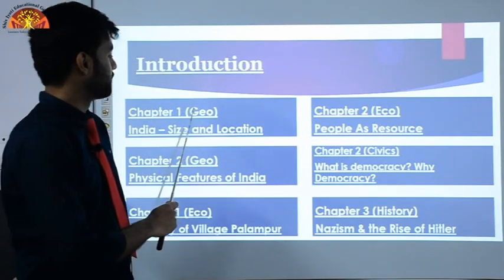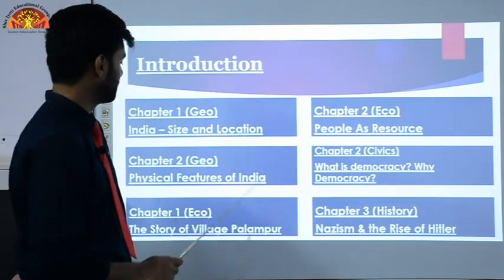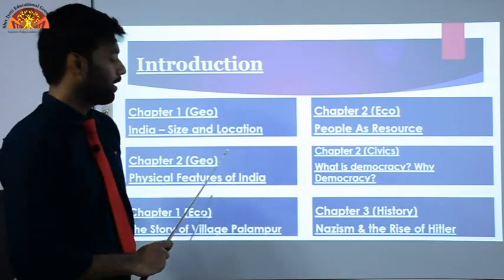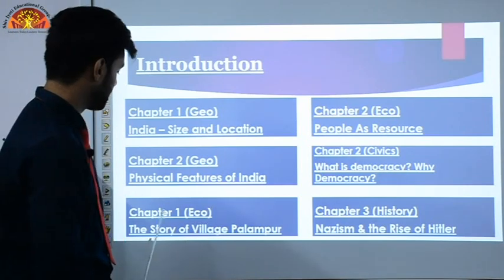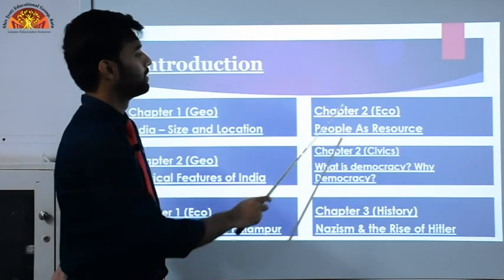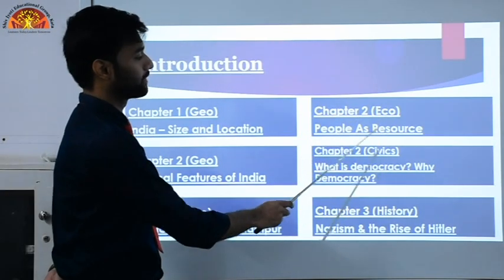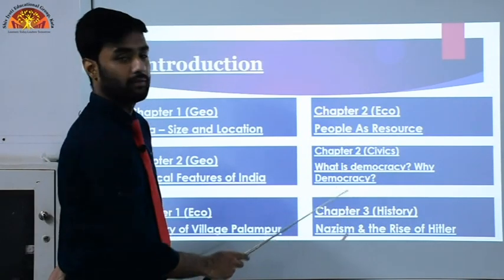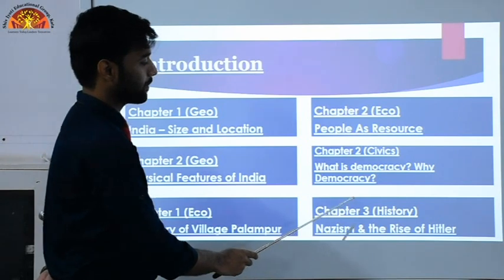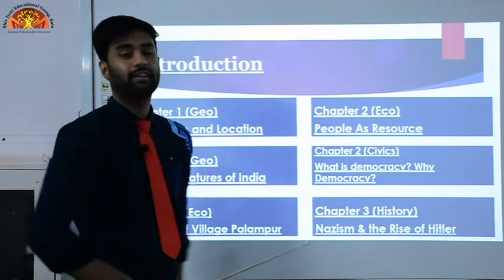That is chapter 1 of Geography, India, Size and Location. Chapter number 2 of Geography, which is Physical Features of India. Chapter 1 of Economics, that is the story of village Palampur. Chapter 2 of Economics, People as Resource. Chapter 2 of Civics, what is democracy, why democracy, and lastly there is chapter 3 of History, which is Nazism and the rise of Hitler.